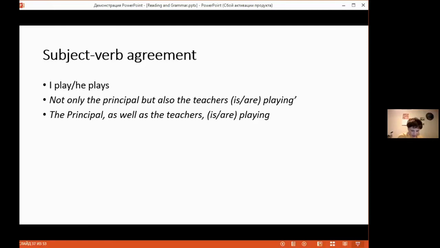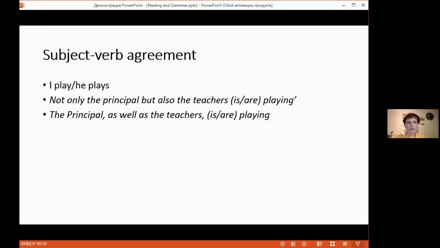We should look at the nearest subject. We have two subjects, and the nearest dictates the choice of the verb form. But in the second sentence, the information about the other teachers is used with the commas on both ends. Some extra information, and we should agree our verb with the furthest standing subject, the principal, which is in singular. So the principal as well as the teachers is playing.